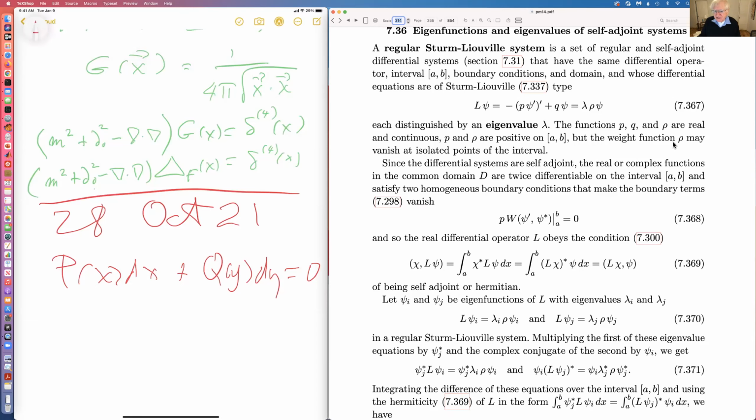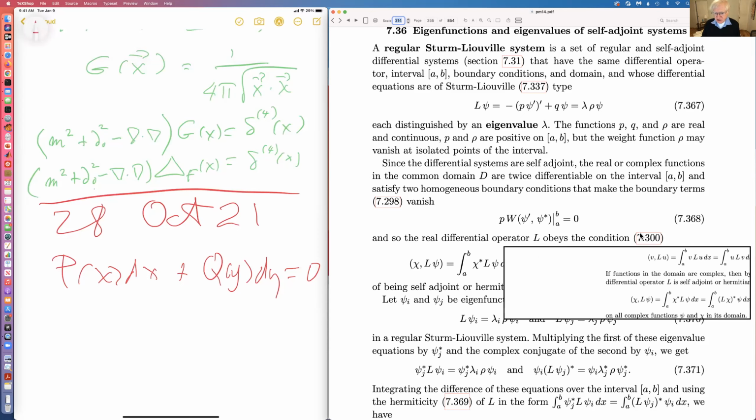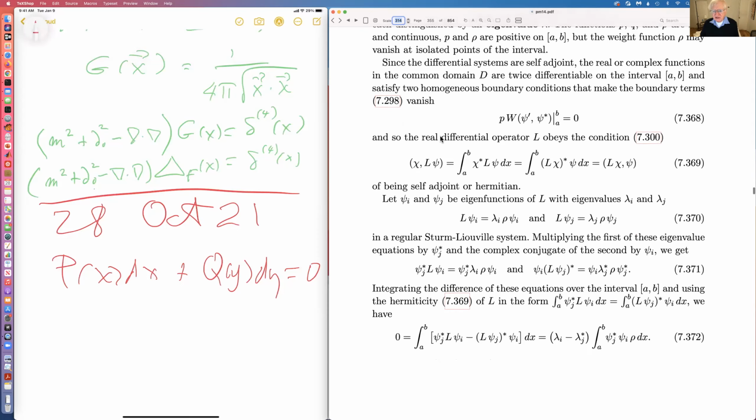Since the differential systems are self-adjoint, the real or complex functions in the domain are twice differentiable in the interval and satisfy two homogeneous boundary conditions that make the boundary terms vanish. And then what you have is that the real differential operator obeys this equation, has this symmetry, which we said meant that it was self-adjoint or Hermitian.